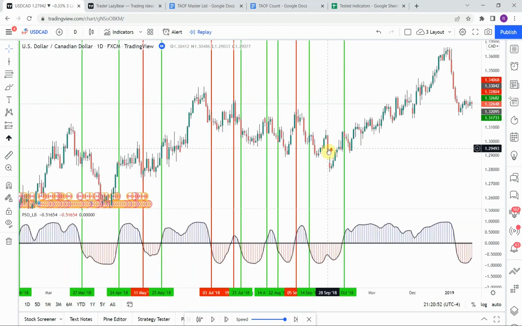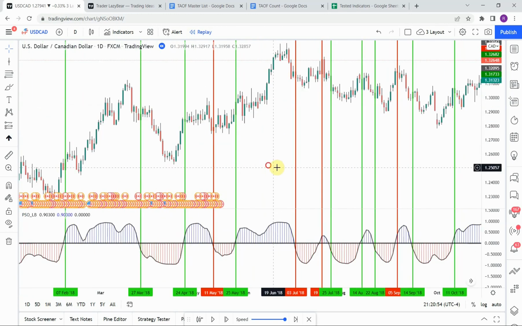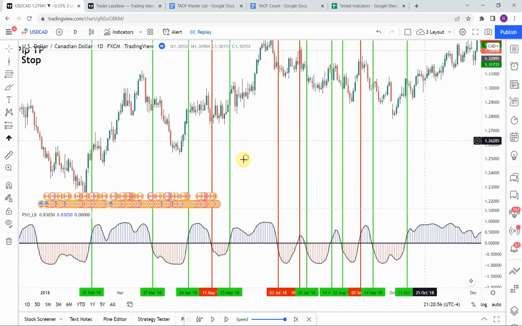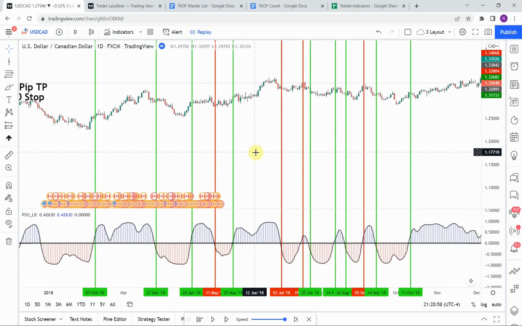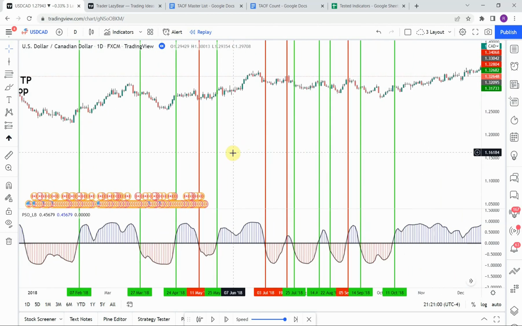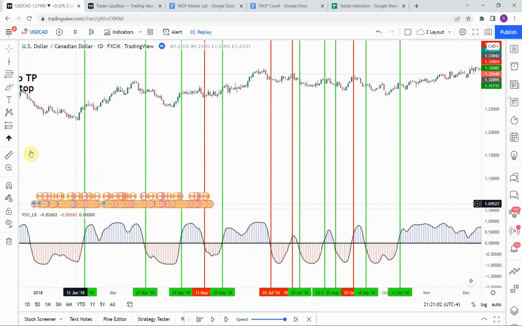All right, so let's go ahead and take a look at our indicator here. Get everything in focus. That should be good there. All right, let's go ahead and count it out and see what we have. So 1, 2, 3, 4, 5, 6, 7, 8, 9, 10, 11, 12, and 13. So we have 13 trades all together.